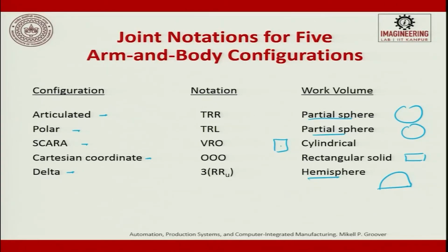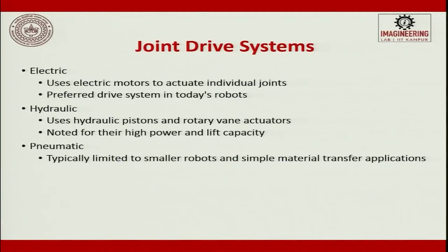Of course, in the work volume there will be dead spaces also. Dead spaces means those spaces which cannot be accessed by the robot. So, if you truly wanted to draw the work volume, you might have something like this. This is a space where the robot is placed, so within this space it cannot work, and this is the empty space which is considered as the work volume of the robot.